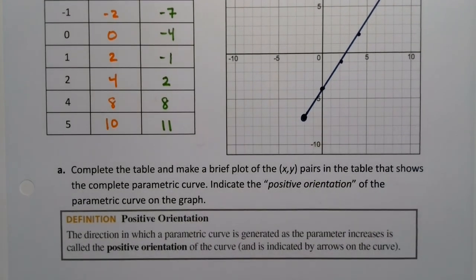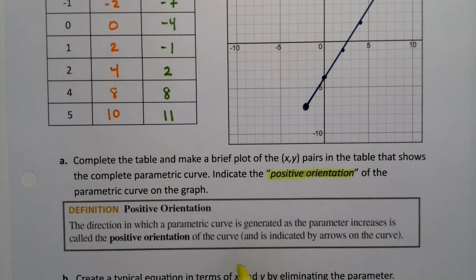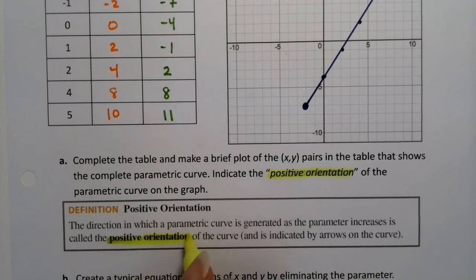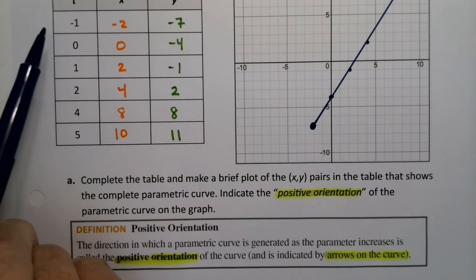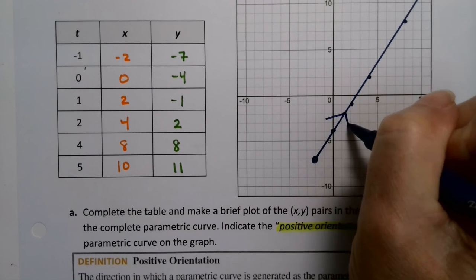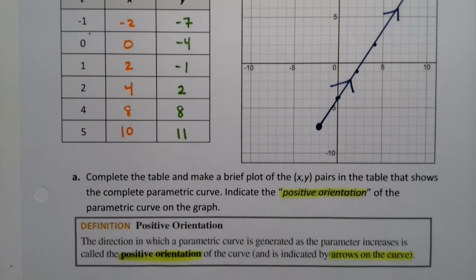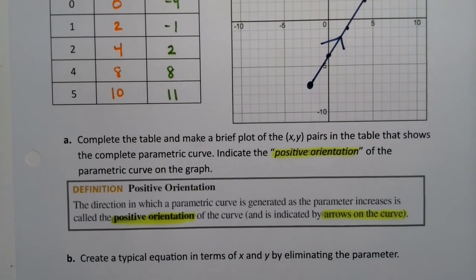Now we've noted the positive orientation. We haven't put it on the graph yet, but we need to. The positive orientation is the direction in which the parametric curve is generated as the parameter increases. In other words, you put arrows on the graph. You start at your first value for your parameter, which in our case was t equals -1. That's the start. And as you move to the end, which direction are you going? This way. So you indicate that with arrows along the graph. That's the positive orientation being indicated.